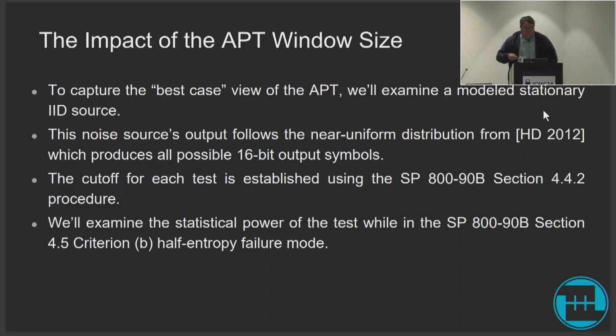So in this example, I'm producing 16-bit symbols with the specified entropy. The cutoff for each test is established using the procedure in 4.4.2, and we'll establish the statistical power in the 4.5 criteria B half entropy mode. That is to say, if my noise source produces half of the expected entropy, and given this is an IID stationary system, it's easy to say what that means: a symbol becomes quite probable. What is the chance of that being detected?